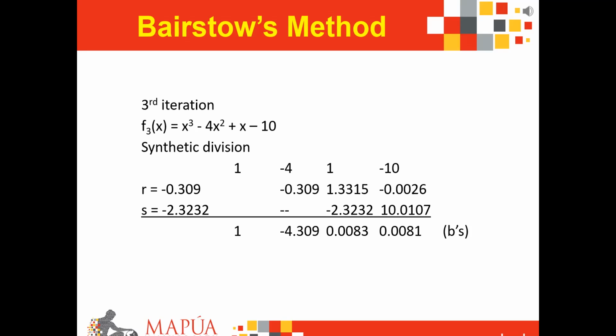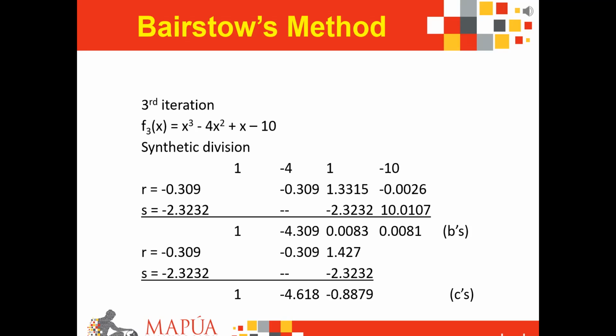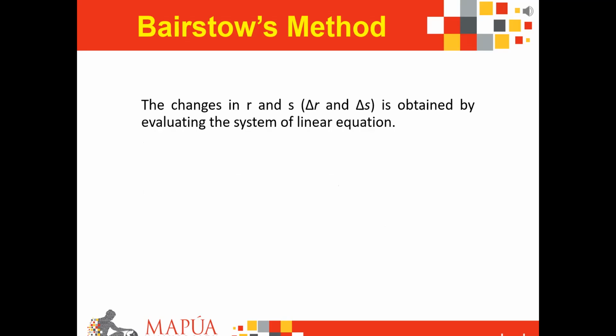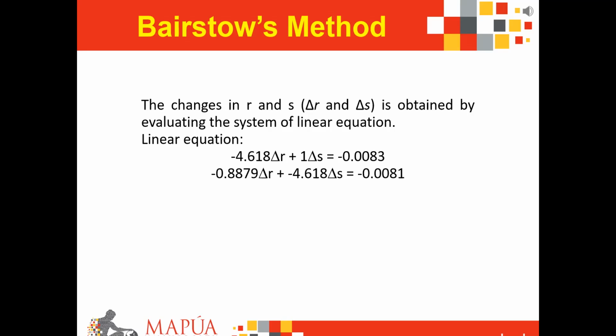Subjecting these first level quotients again to synthetic division leads us to your second level quotient to be a C3 of 1, a C2 value of negative 4.618, and a C1 value of negative 0.8879. These coefficients then lead us to a system of linear equations equal to negative 4.618 delta R plus 1 delta S is equal to negative 0.0083, and the second equation equal to negative 0.8879 delta R plus negative 4.618 delta S is equivalent to negative 0.0081.